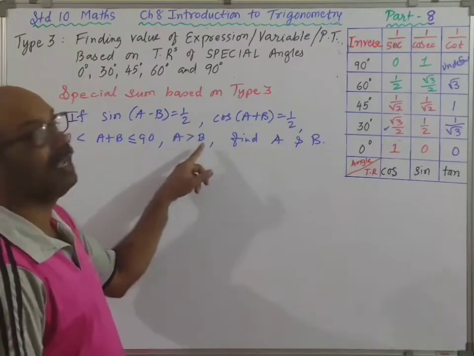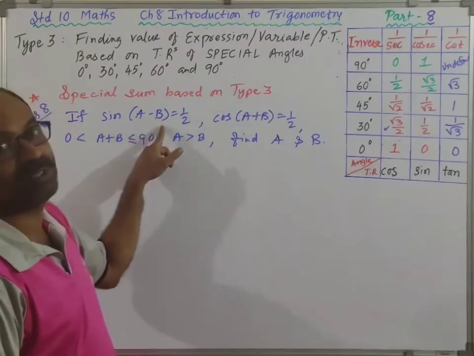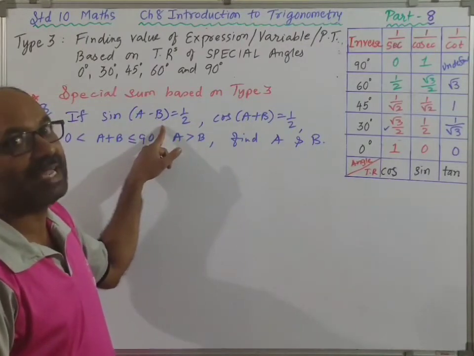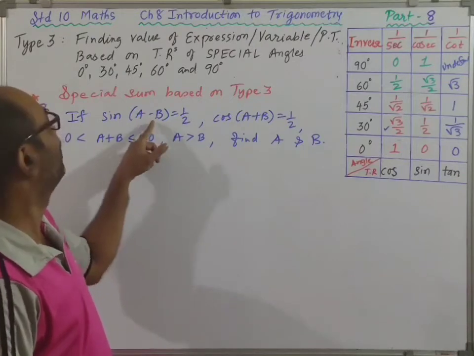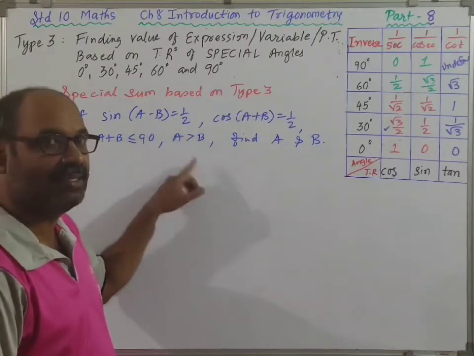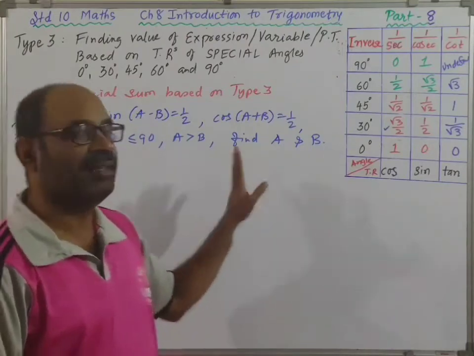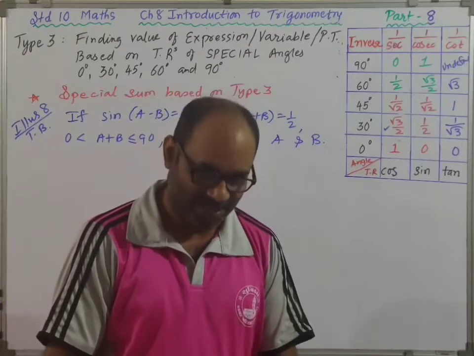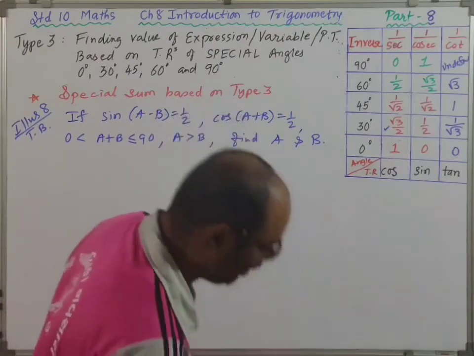And A is greater than B. Then only this is a positive difference. An angle is never negative. So A minus B is positive only if A is greater than B. So that is the reason. So under this condition, find the value of A and B. Alright? चलिए, let's start.